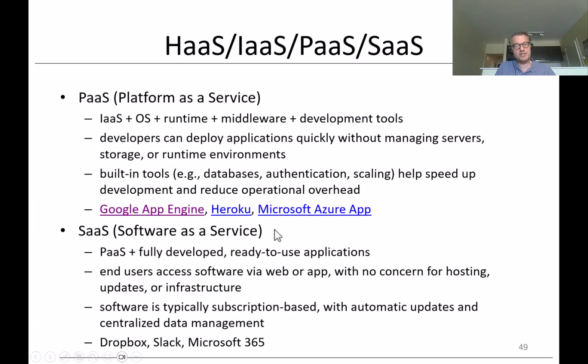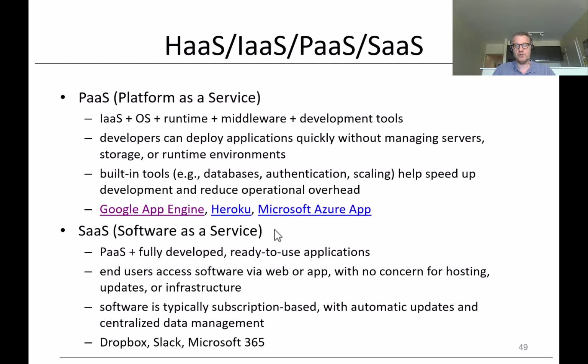SaaS is then software as a service. That means that the product has been pre-built. The software product is there. It's PaaS plus fully developed and ready-to-use applications, which the end users can access via web or app with no concern of hosting, updates, or infrastructure. Software is usually subscription-based with automatic updates. Think about Dropbox, think about Slack, think about Microsoft 365, right?